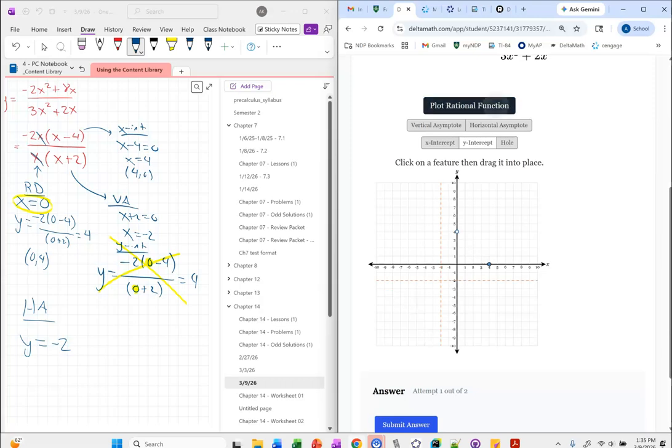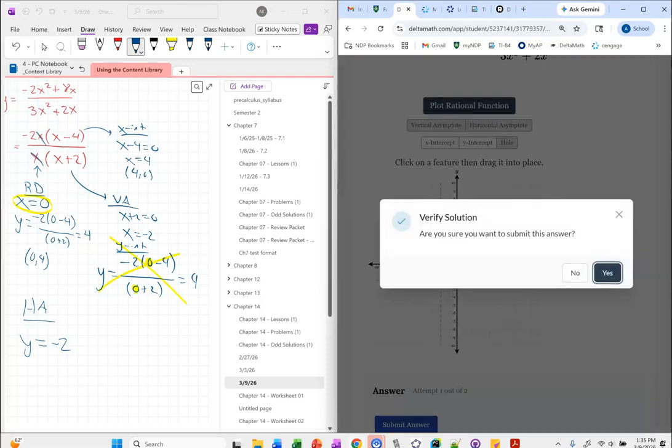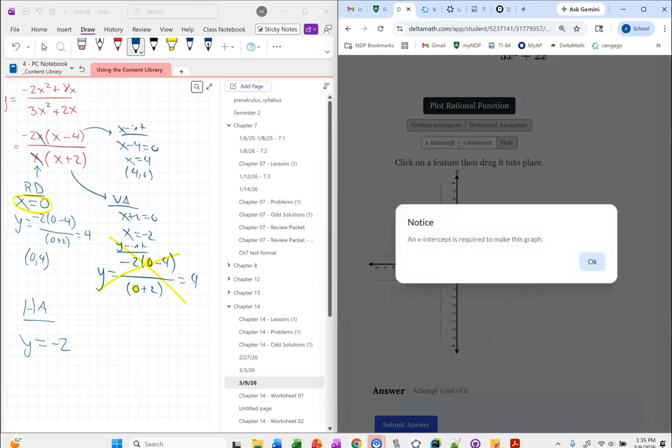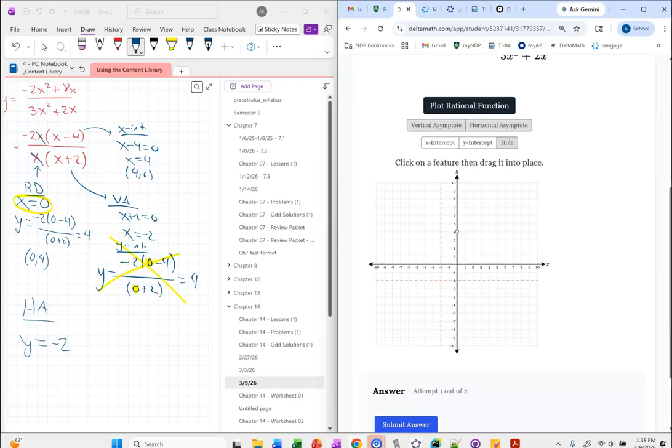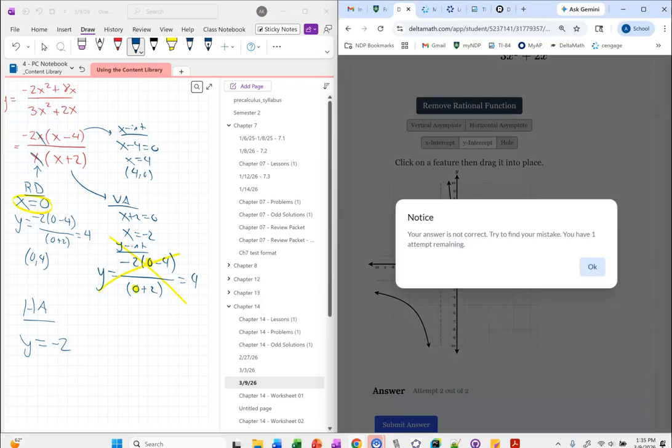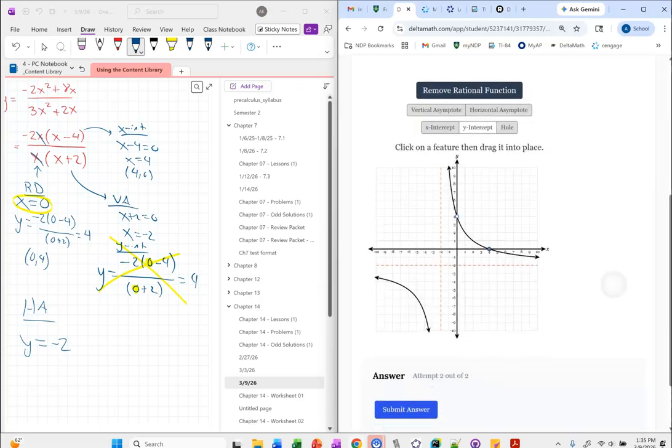Let's say that I hadn't done this yet, and I try to hit submit, and then I try to plot that. Notice it's going to give me an error and say, okay, you need something on there. Now I do that, and I hit plot. Uh-oh, I made a mistake. What did we do wrong?